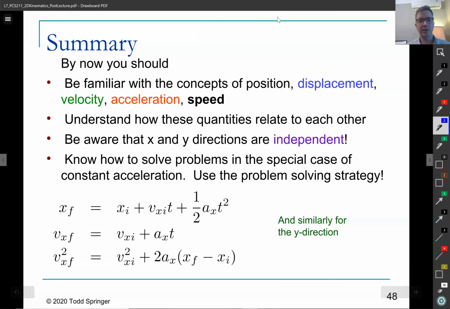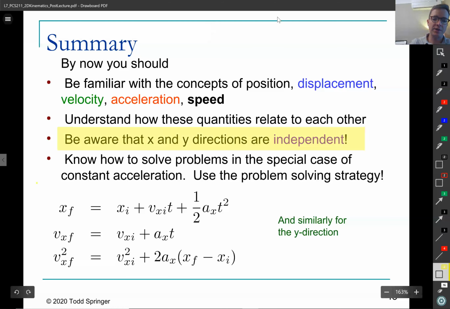Okay, so I'm just going to summarize now. I hope that you are familiar with the concepts of position, displacement, velocity, and acceleration, and understand how these all relate to each other. I hope you understand that the x and y equations are independent because gravity is only acting in the y direction, and it doesn't affect the x direction.